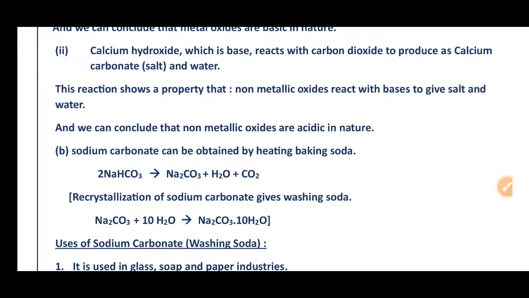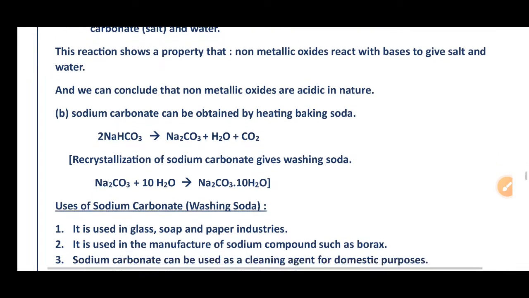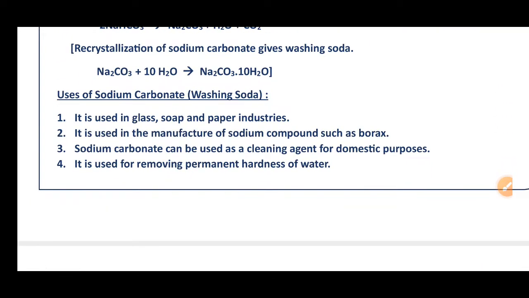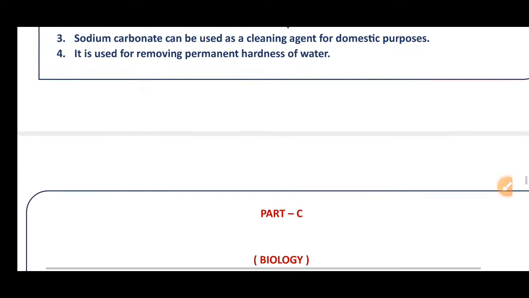Recrystallization of sodium carbonate gives washing soda. Recrystallization means adding some water to sodium carbonate, Na2CO3 plus 10H2O, sodium carbonate decahydrate. That's washing soda. Then uses of sodium carbonate, that's washing soda, it's also one salt. It is used in the glass, soap and paper industries. It is used in manufacture of sodium compounds such as borax. Sodium carbonate can be used as a cleansing agent for domestic purposes. It is used for removing permanent hardness of water.